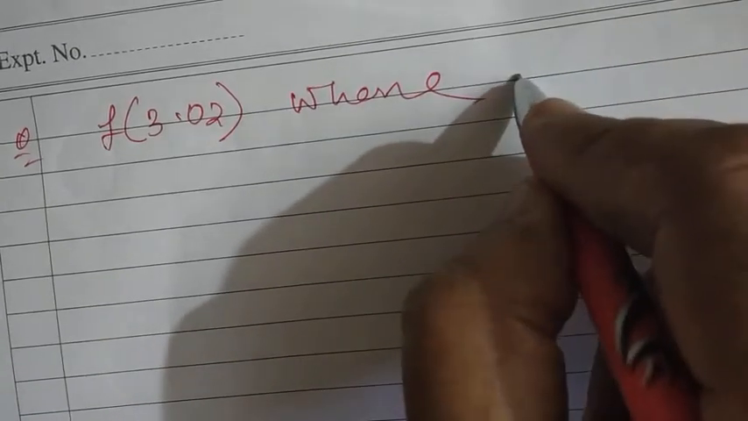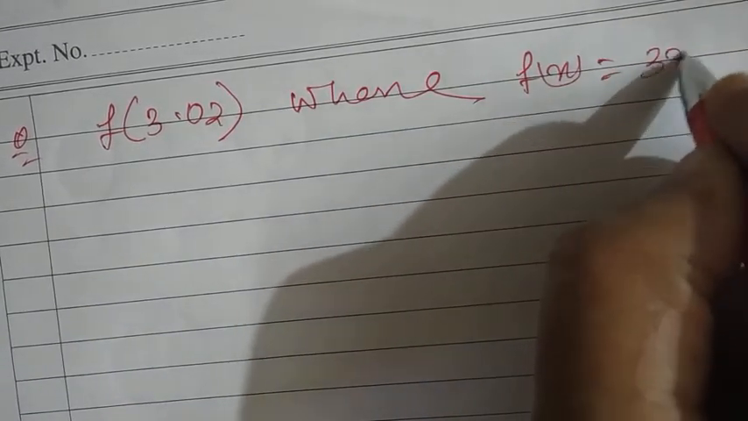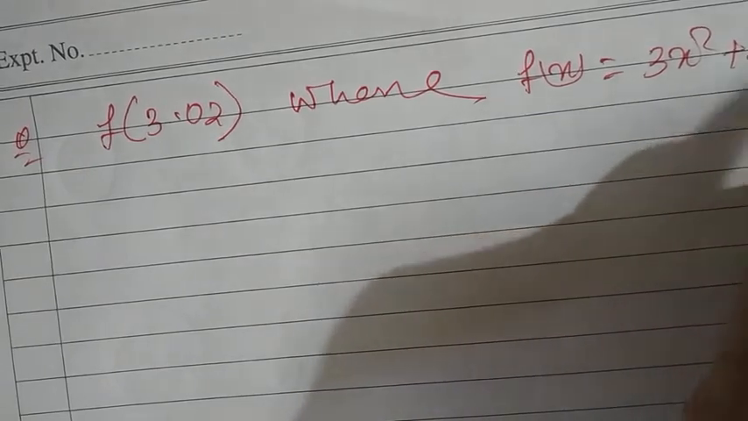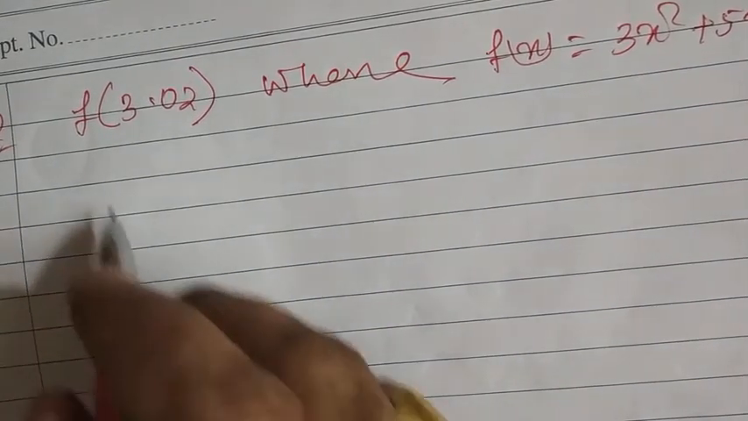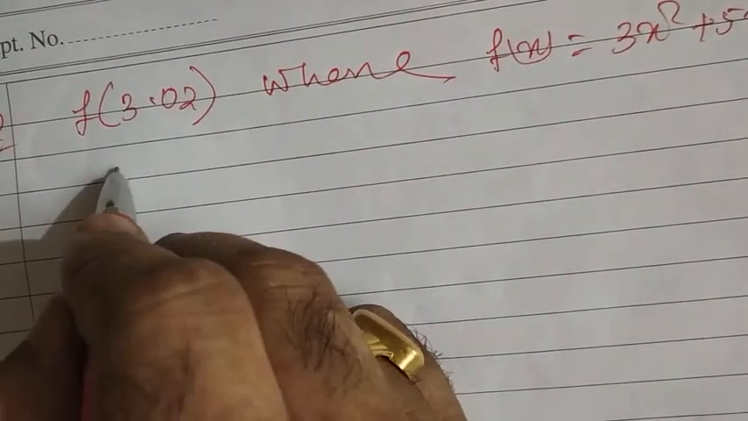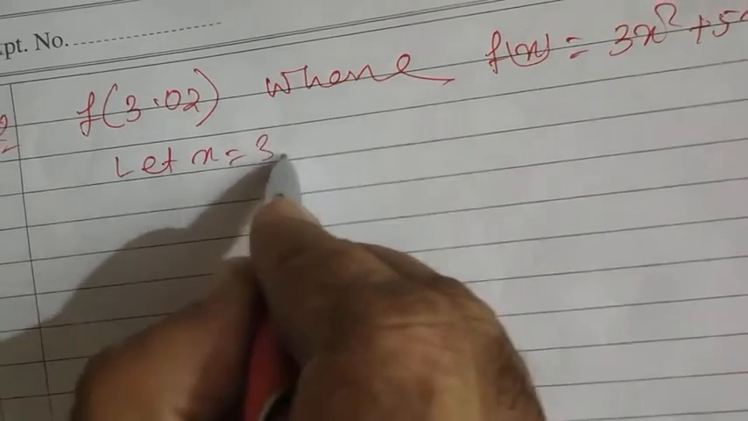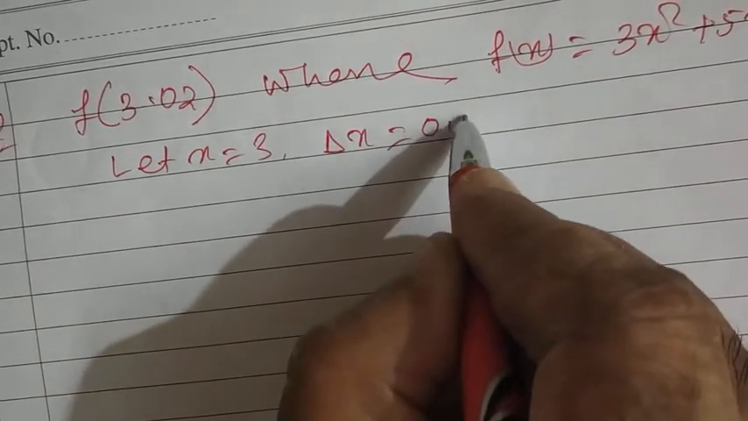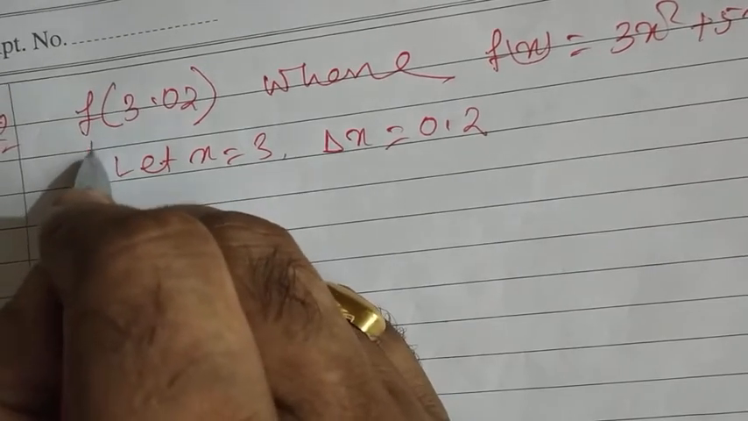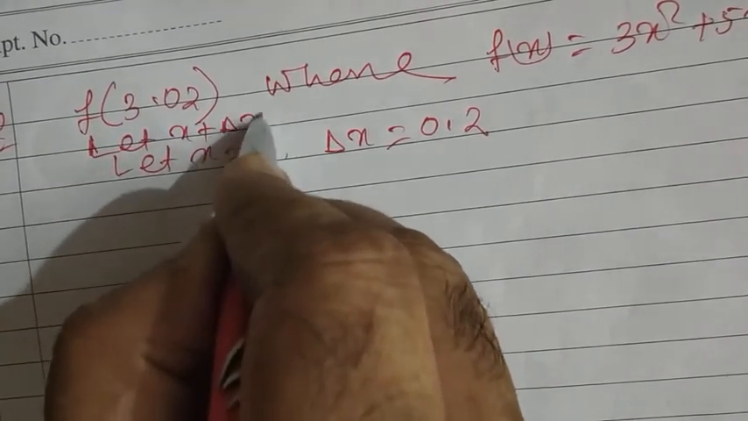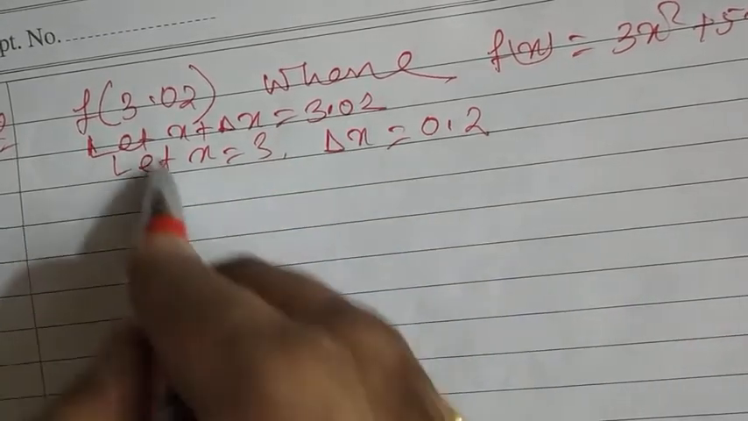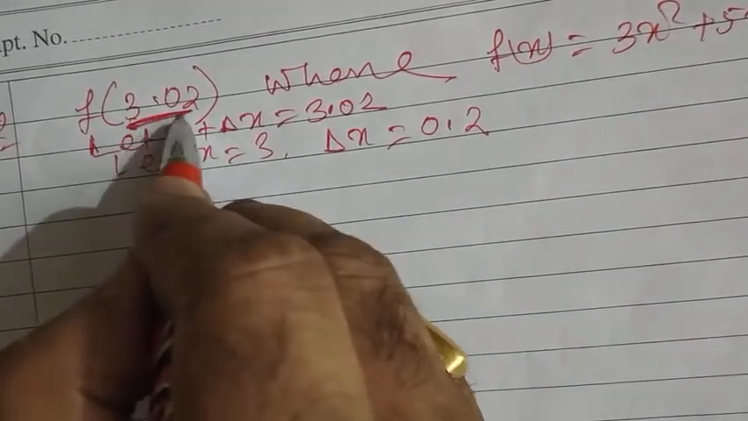We are taking another question. Find the approximate value of f of 3.02 where f x is 3x square plus 5x plus 3. Now f x is this. I choose x as 3 and delta x as 0.02, so that x plus delta x is 3.02. Remember, the value that we need to find is x plus delta x.